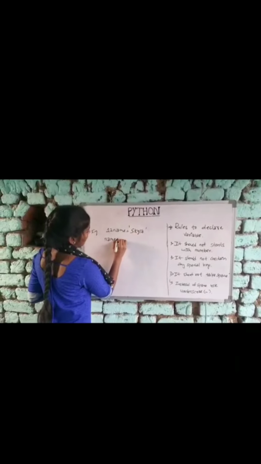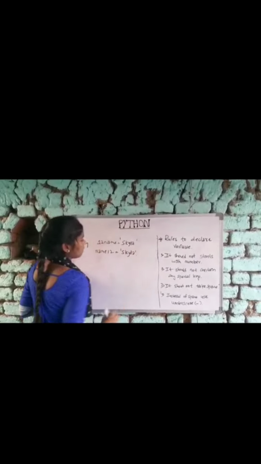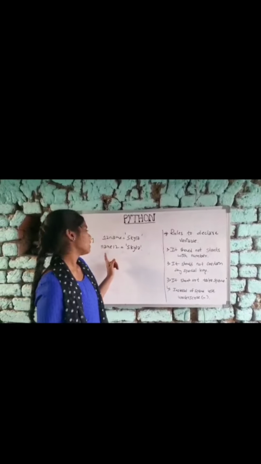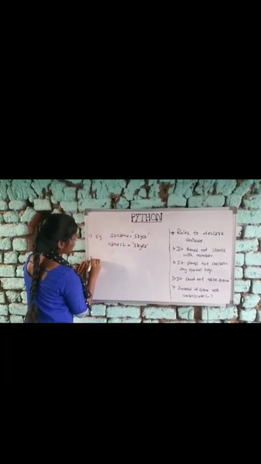Code like this: name12 = "Skyla". It doesn't show an error because it is the right way to declare a variable. Next, move to the second one.